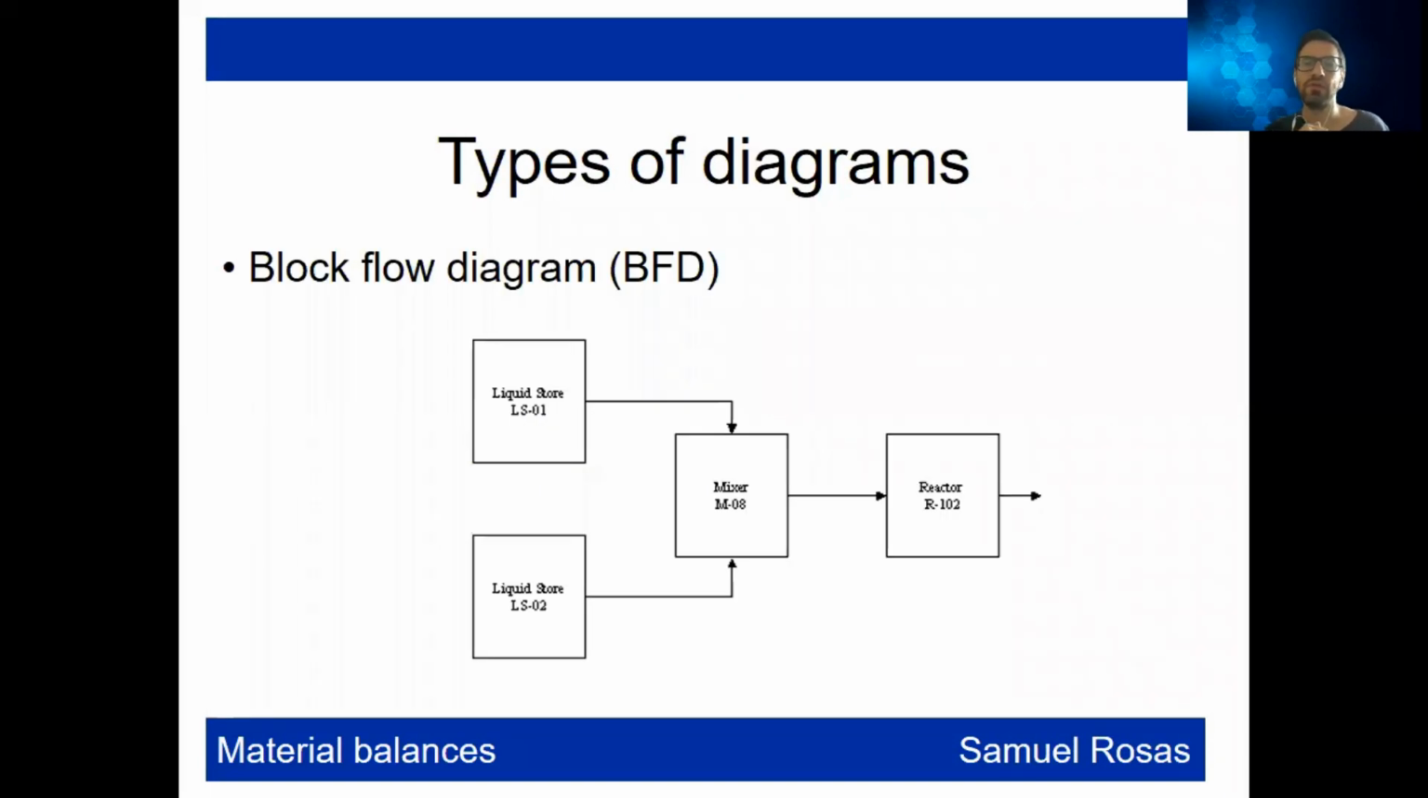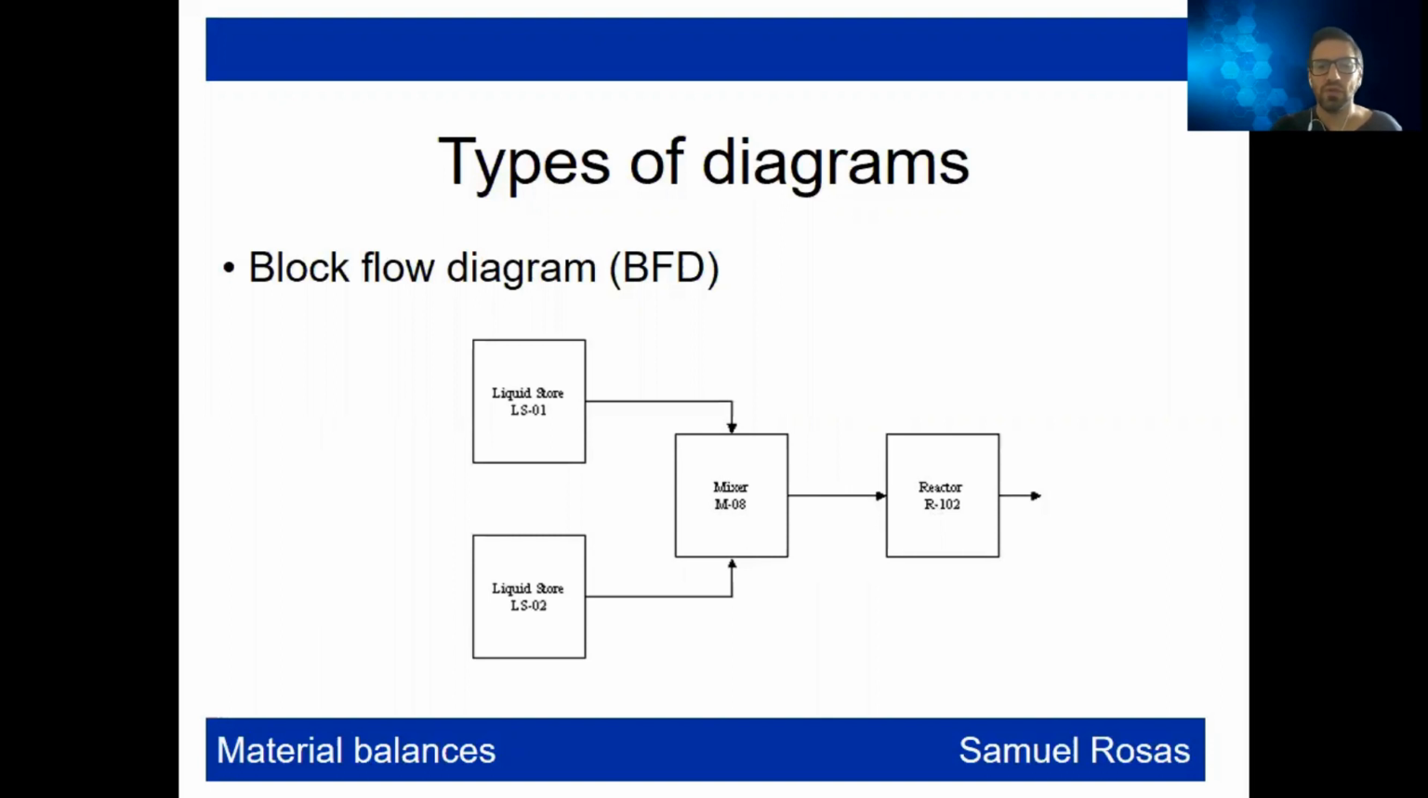And of course, there are also the diagrams we can use to represent these processes. What we're going to be working with is a block flow diagram where you have blocks, and these are flows. So for instance, here you have a liquid and you have another liquid, and they are going to mix in order to go to a reactor afterwards. And they are just blocks, and you can label them, but it doesn't really matter what happens inside or how this is happening. This is the simplest kind of diagram.